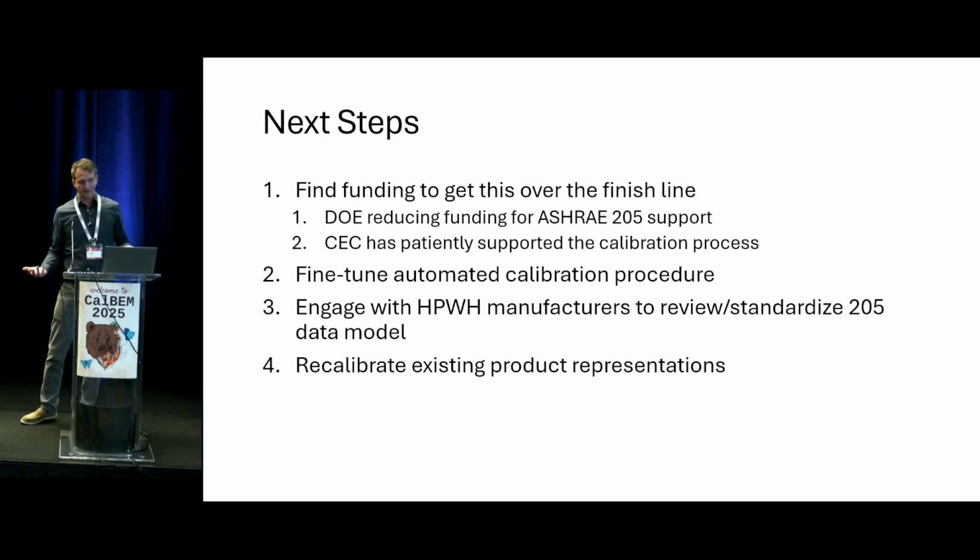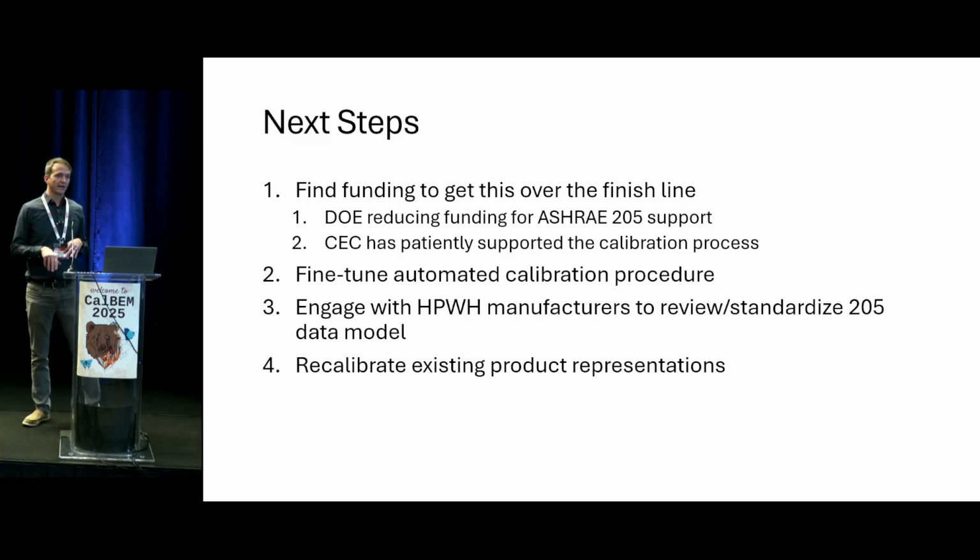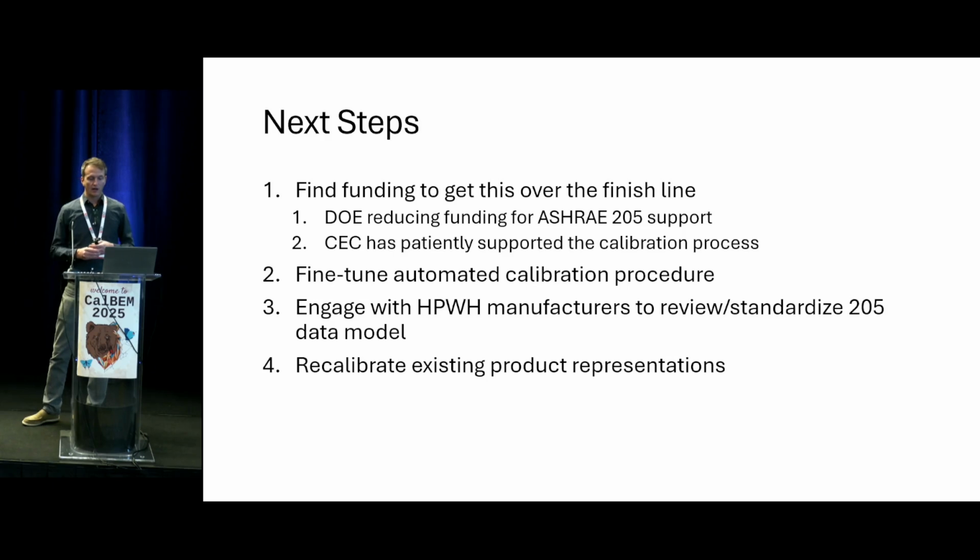But we're not quite there yet. There's still some next steps. These next steps include finding future funding to help get us across the finish line. And there are two contexts here. One is the DOE support for the Asteroid 205 project is sadly kind of expected to mostly disappear with the new administration. And so what we want to do is engage the manufacturers with the 205 process, and that's what we had been doing with the DOE funding.